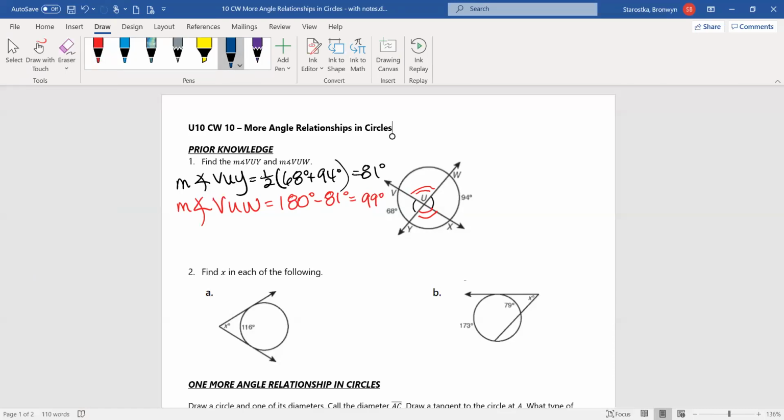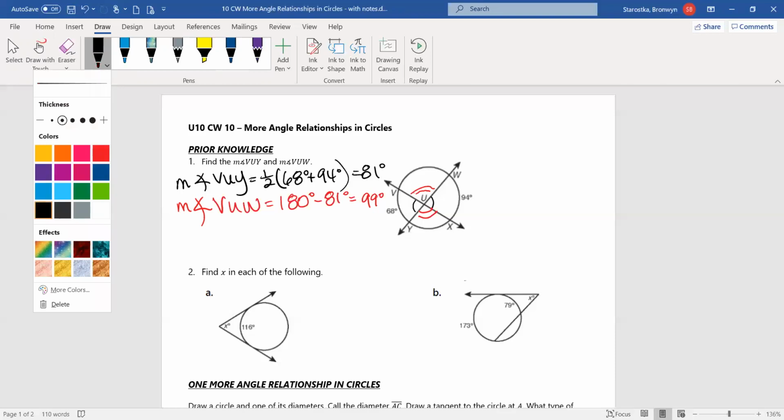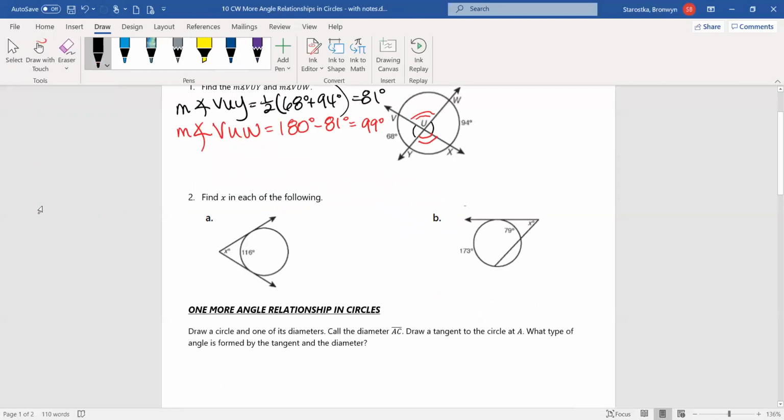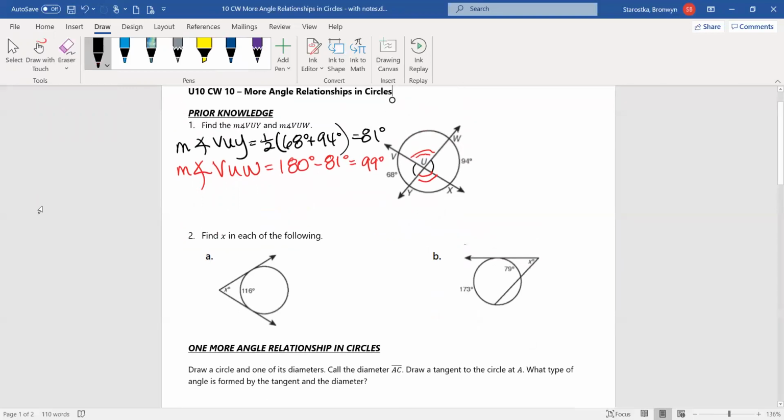Let's wait. Hold on. I want to do this problem and then I'm going to talk about something else. All right. In each of the following, notice the intersection in problem 1 is inside. So I'm going to write inside here. Here, the intersection of the two lines is outside. So for outside, we want to find x in each of the following.